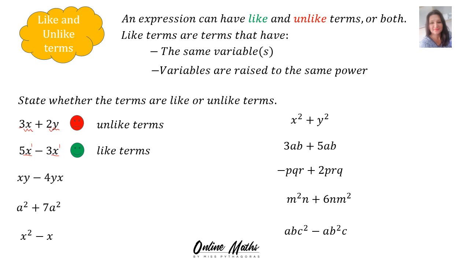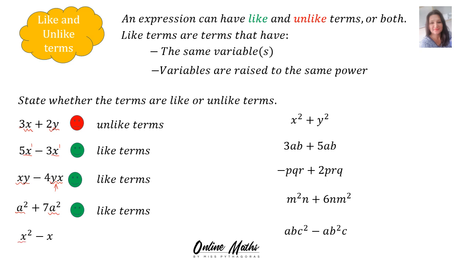The next sum, xy minus 4yx. Now, be careful. The variables are the same and the exponents are the same, but in the second term the variables are just in a different order, but they are still like terms. In the next one, a squared plus 7a squared. The variables are the same, the powers are the same, therefore they are like terms.